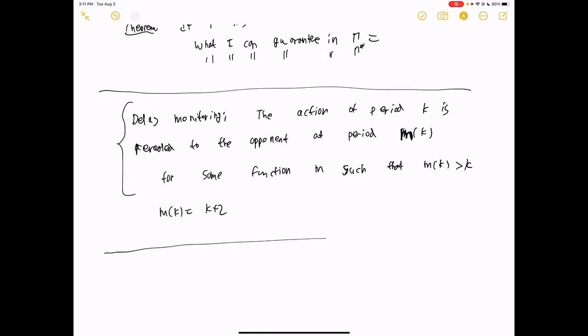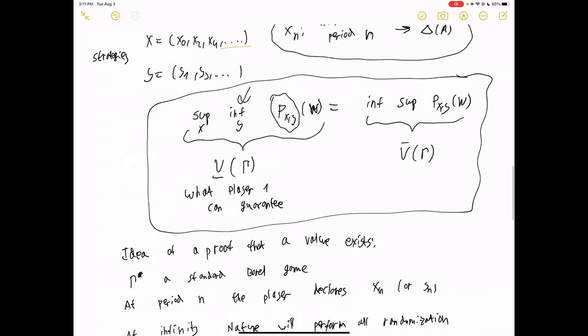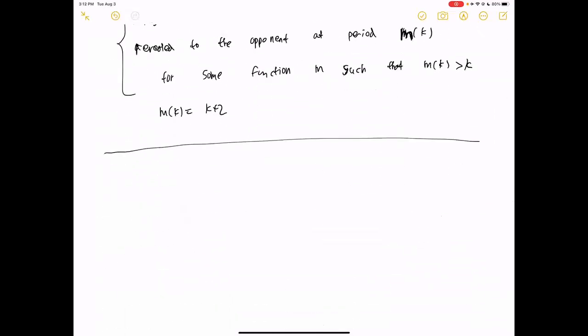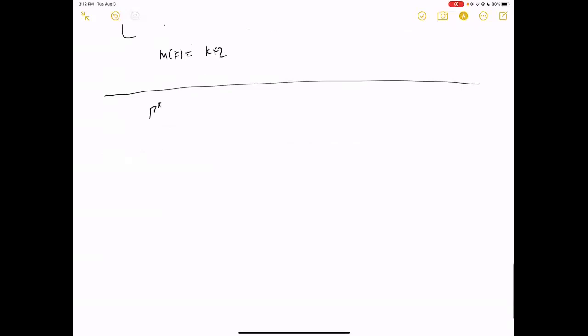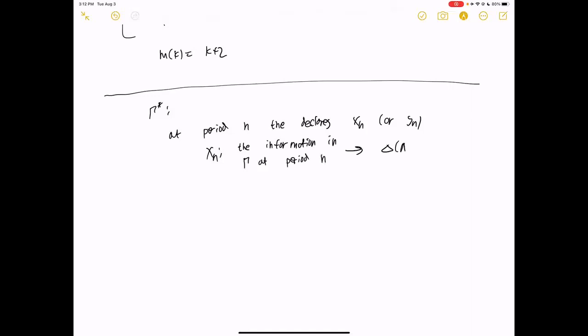Okay, so this is the thing. And now I'm going to give you the proof. The proof is going to be based on the idea that I told you before, but with some small modification. I'm going to define the game gamma star, which has the same intuition as what I said before. In gamma star, at period n, the player declares x_n or y_n. You remember what x_n and y_n are. x_n is a function from the information I have, the information I'm supposed to have in gamma at period n, to delta A. This is the same thing as before.